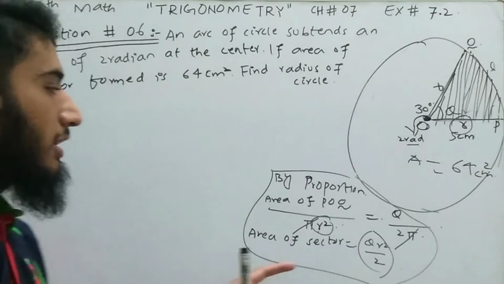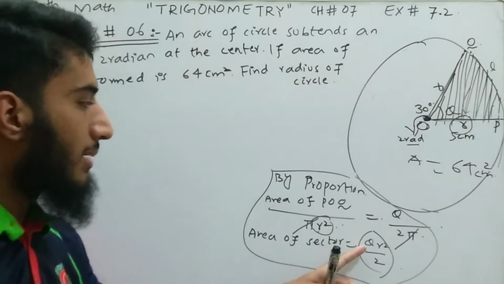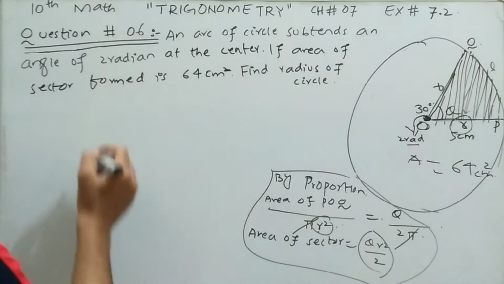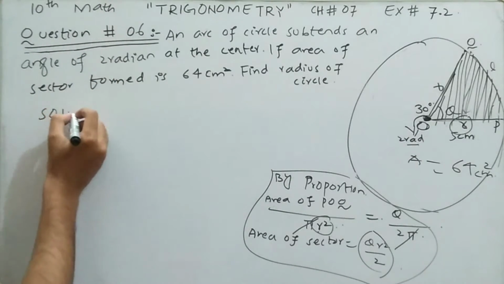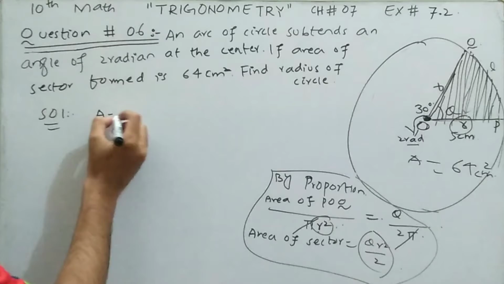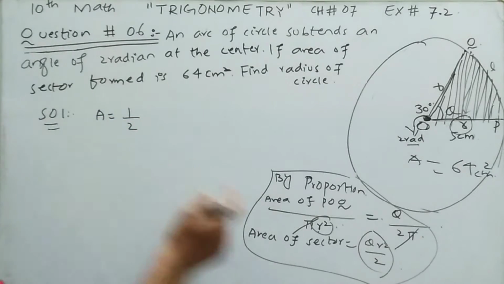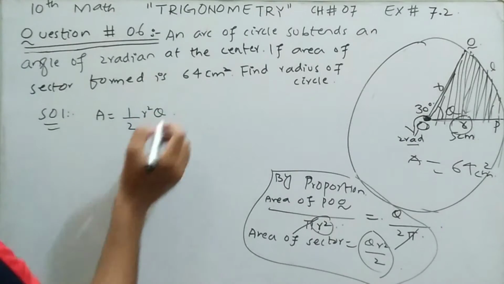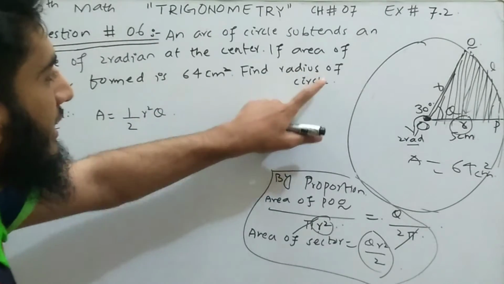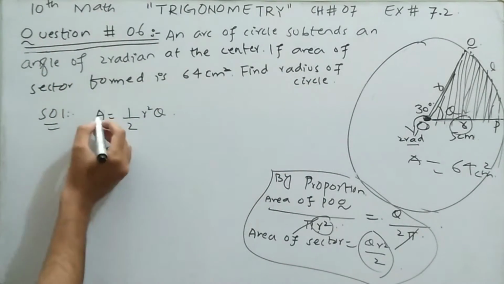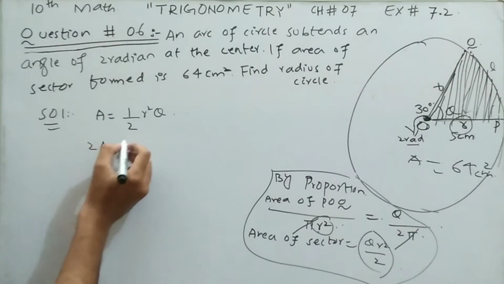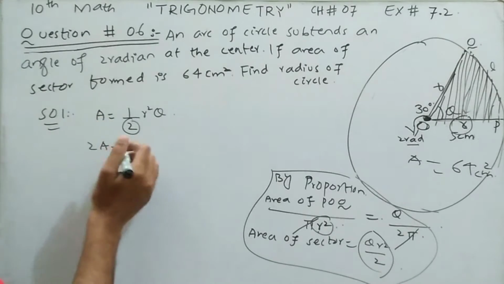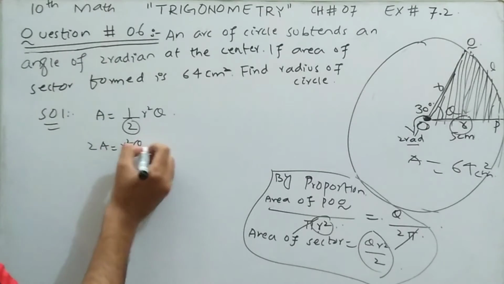We derived in the previous videos a formula for the area of sector, which was equal to theta r square divided by 2. So let's move toward the solution of question number 6. Area of sector A was equal to half r square theta. Now we are going to find the radius of the circle. So we will shift this 2 to the left hand side. It becomes 2A, because 2 was in division, so by shifting to the left hand side it will multiply with A. So it becomes 2A equals r square theta.